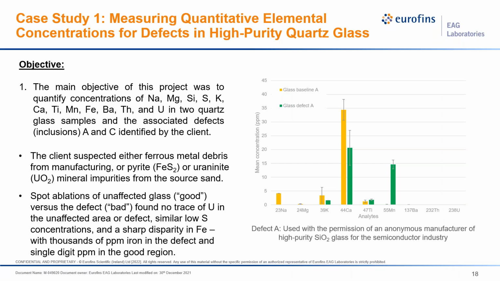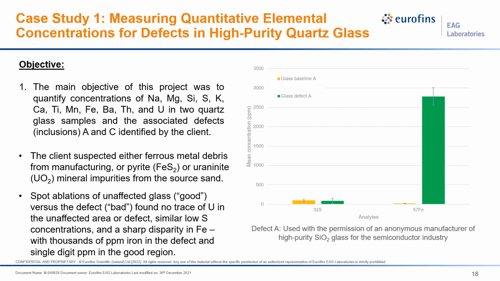You can see there on the right, thorium and uranium have got no concentration detected whatsoever. So we can rule out uraninite from the source quartz sand right there. What we did find, however, was iron at thousands of parts per million in the defect and single-digit ppm in the good or unaffected region, while sulfur occurred in the tens of parts per million in both regions.